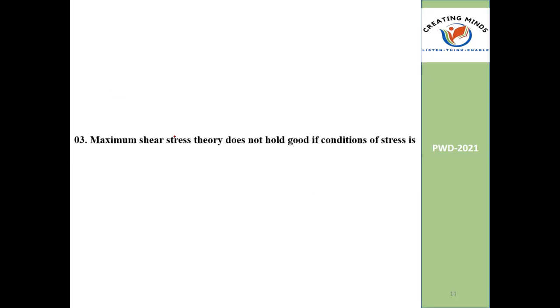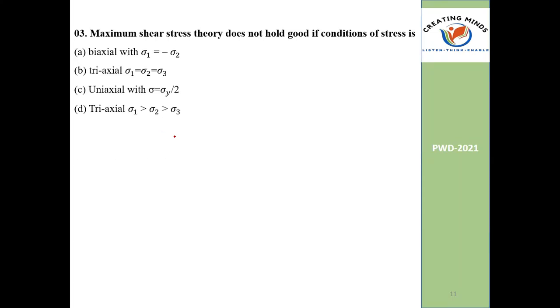Yes, we are moving to the third question. Maximum shear stress theory does not hold good if the condition of stress is which? What is the condition for shear stress? Generally, sigma 1 minus sigma 2 is less than sigma 1. Generally, these shear stress theories are not good for a triaxial state of loads. But here in the options, this is biaxial, it's okay.